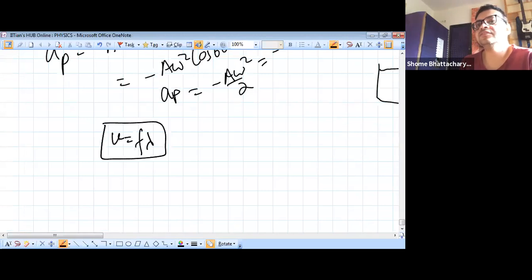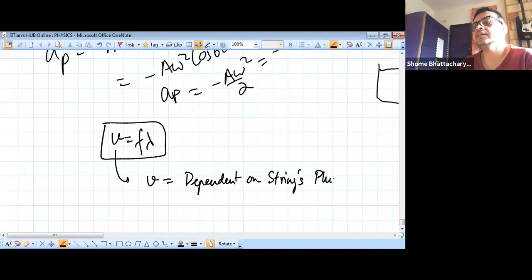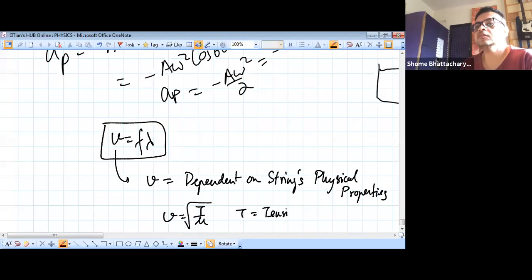But in this, we'll see significantly that the quantity wave speed is actually dependent on the string's physical state or physical properties, you can say. It does not depend on the source which is creating the waves. In fact, we'll see that it is square root of tension divided by linear mass density. This will be tension, mu will be mass per unit length. Okay. So it's completely dependent on the medium's properties.